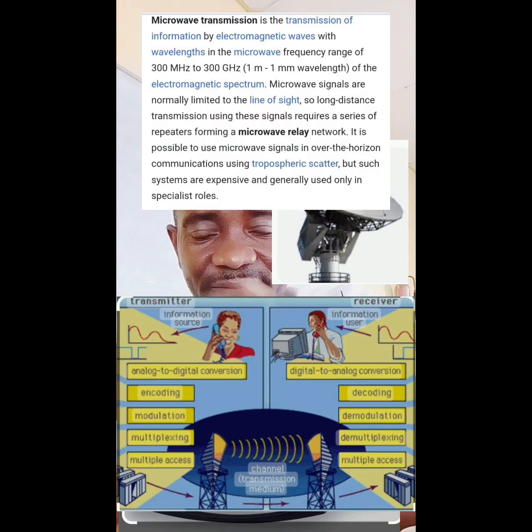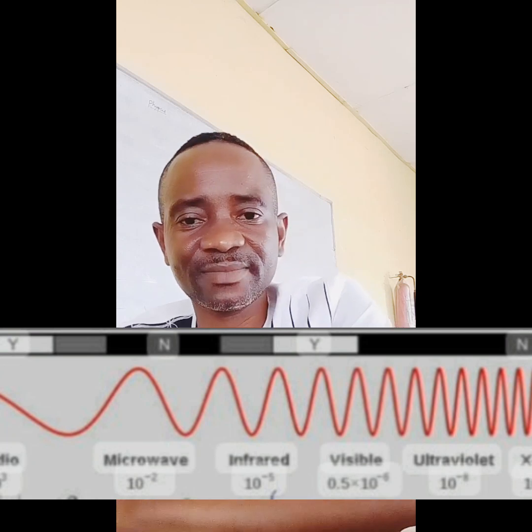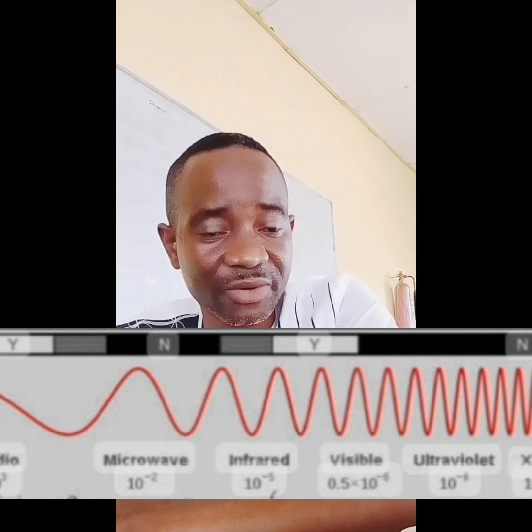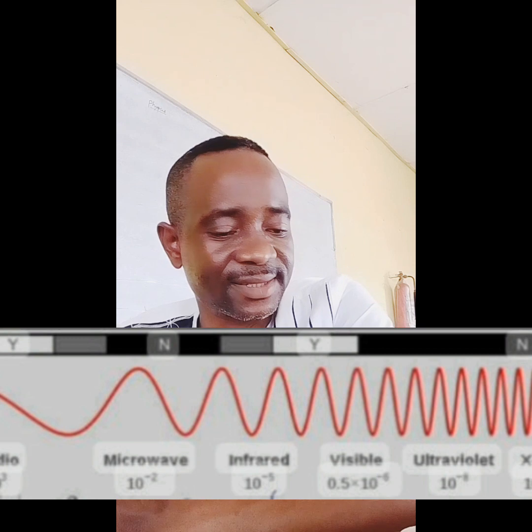So that is microwave. The next spectrum of the electromagnetic waves is infrared, IR. Infrared has a shorter wavelength than that of the microwave.